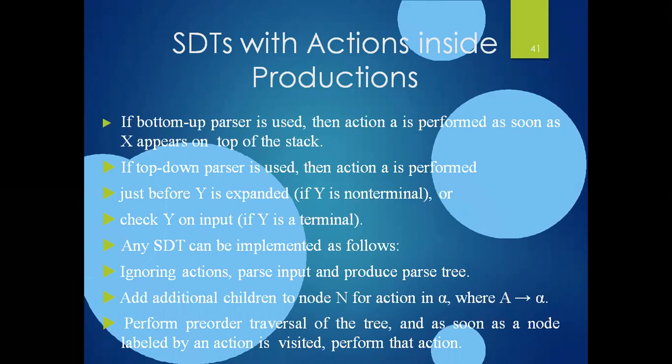And any syntax directed translation can be implemented as follows. First, we should ignore the actions, then parse the input and finally produce the parse tree. These are the three steps to be followed when we are implementing the syntax directed translation scheme. For example, if we have A tends to alpha as a production, here we need to add additional children to the node n for the action in alpha. What it means is, if you have such actions, we need to ignore those, then parse the input and finally produce the parse tree.